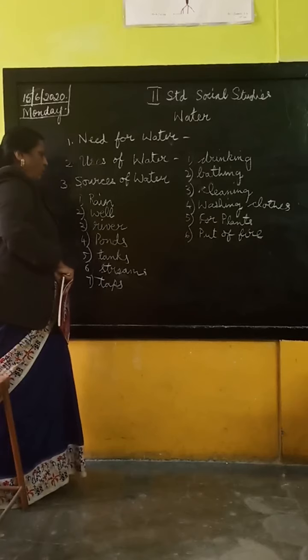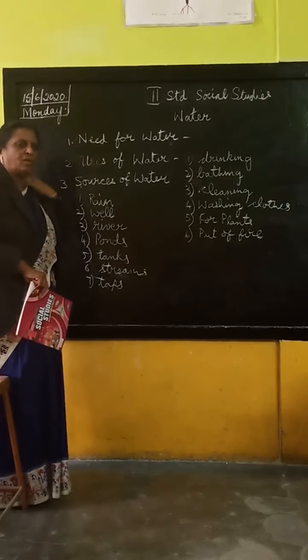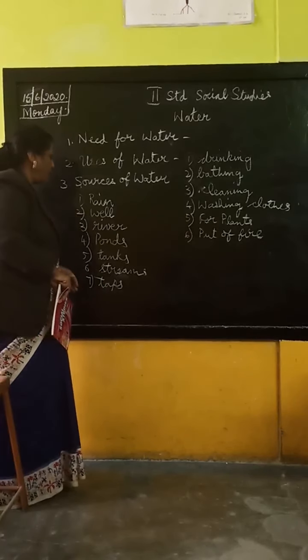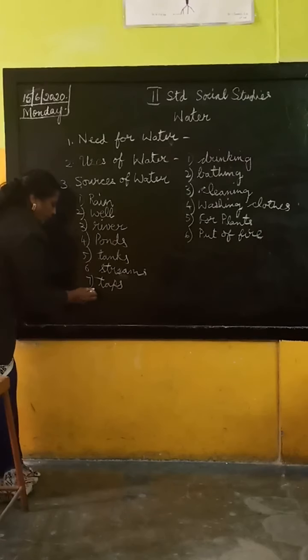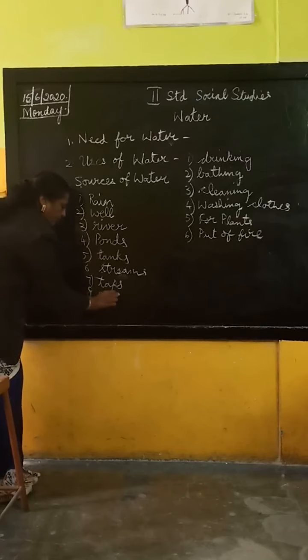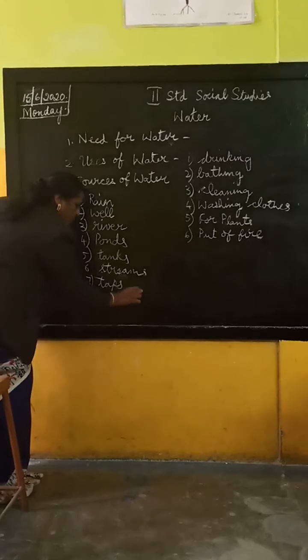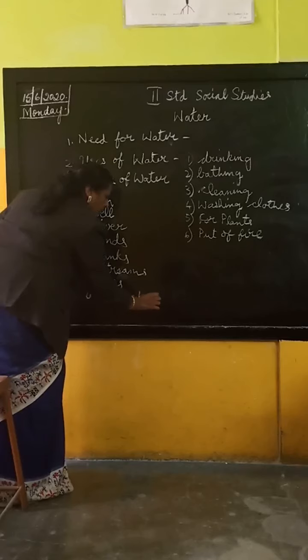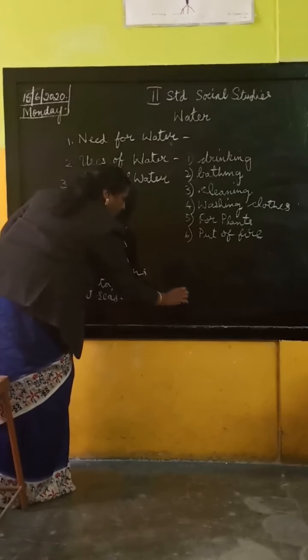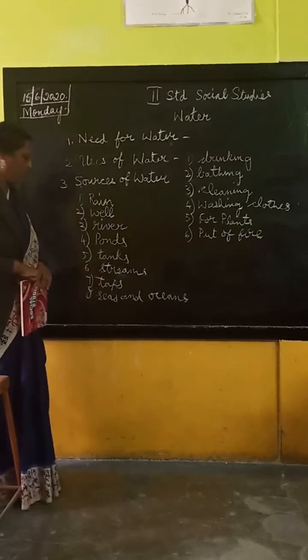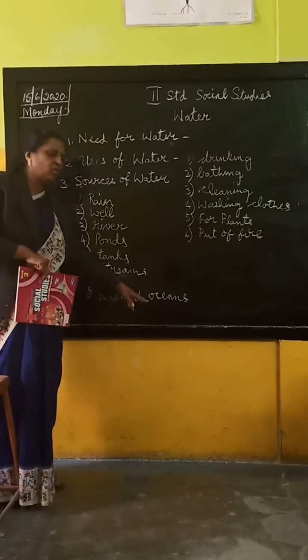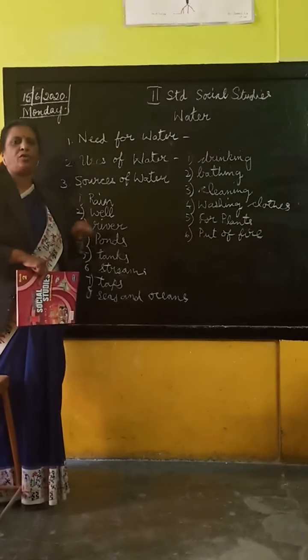Without water, we cannot survive. And this is the way we can get water. Even seas and oceans, we get water. But the water of the seas and oceans is very salty, we cannot drink it.